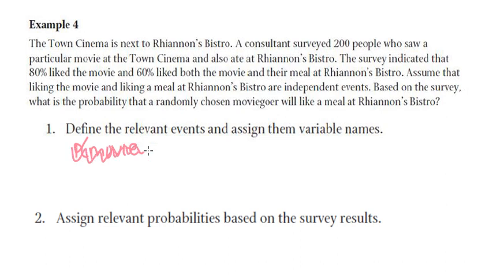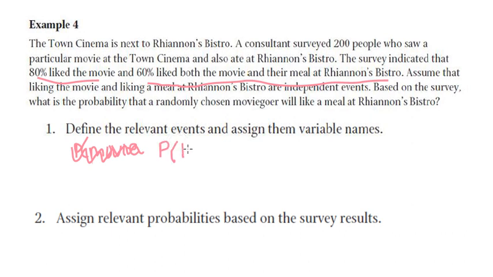Let's actually keep going before I get too excited. So it said the survey indicated that 80% liked the movie, 60% liked the movie and their meal. So it wants me to assume that liking the meal and liking the movie are independent events, which makes sense because they're not really related. So it says based on the survey, what is the probability that the randomly chosen moviegoer will like a meal at Rhiannon's Bistro?